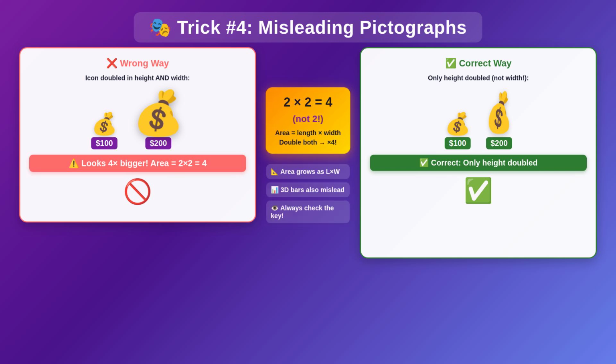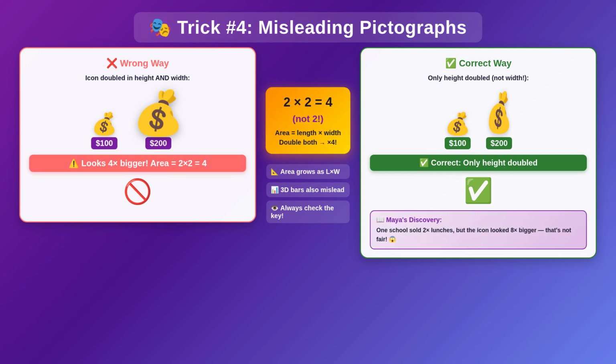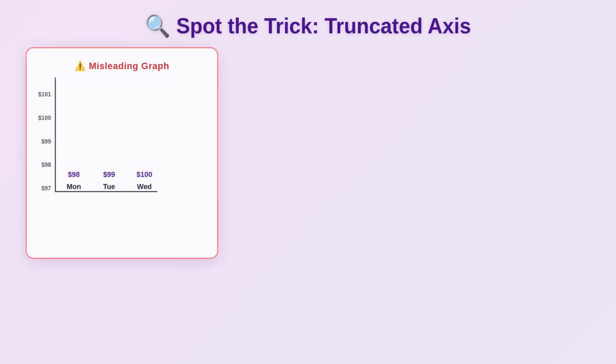The same thing happens with 3D bar charts. The visual volume grows way faster than the actual data. Maya saw this with a pictograph comparing 2 schools' lunch sales. One school sold twice as many lunches, but the icon looked 8 times bigger. That's just not fair. Let's work through an example just like Maya would.